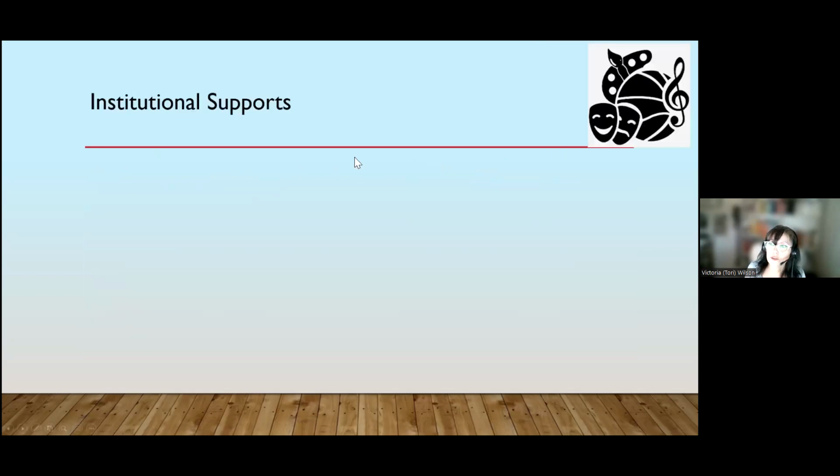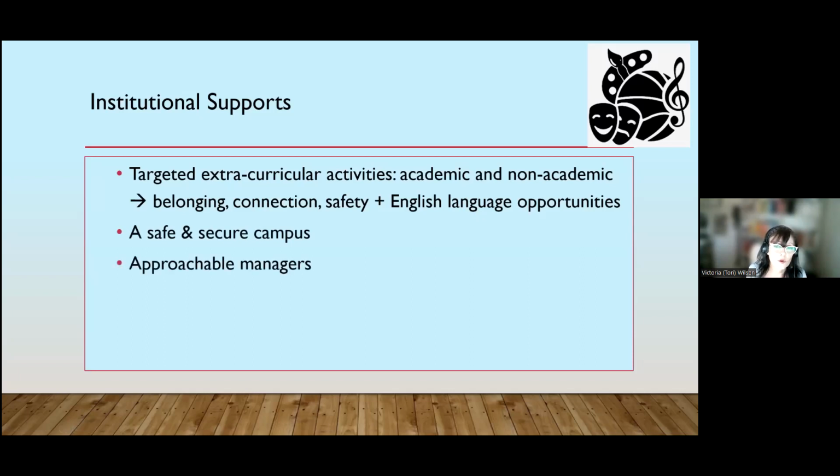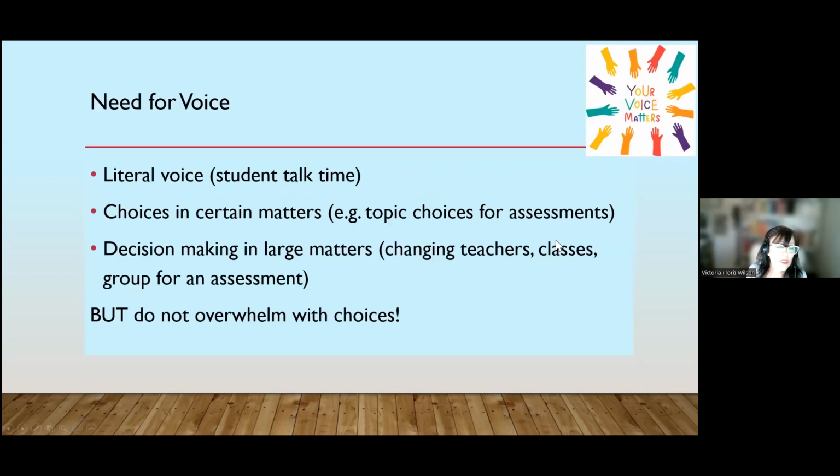Okay, the next one is institutional supports. These are beyond the control of teachers, but still so important. Some of the students went to a university which provided a lot of targeted extracurricular activities for ESL students. Some of these were about English and some of these were cooking, music, art. These provided a sense of belonging, connection, and safety. And of course, they also gave them the opportunity to practice English, and that really, really helped students. A safe and secure campus was important, approachable managers, and preemptive help with practical matters like technical issues made a big difference.